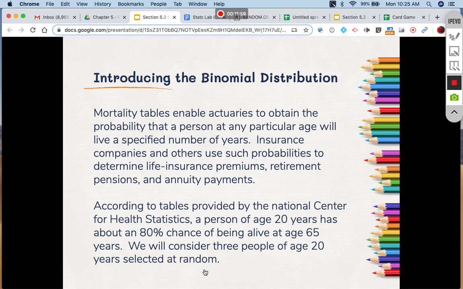So we're going to do another example. I just love the examples in this textbook. Mortality rates. Basically, they use those when they're trying to figure out how long a person is going to live, what life insurance premiums should be, what pensions and annuity payments should be, things like this. So we're going with this information. The National Center for Health Statistics has said a person who is 20 years old has about an 80% chance of being alive at the age of 65.